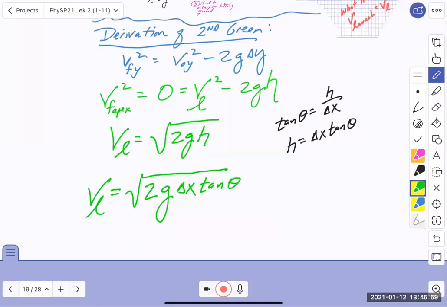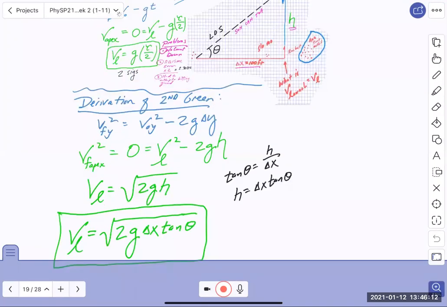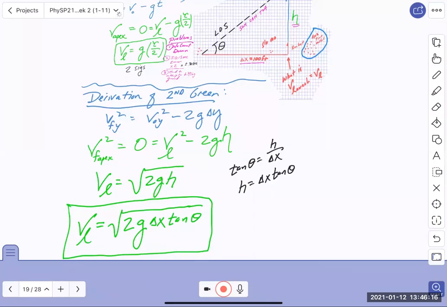Now that's a derivation you're going to have to know for test 4A. Boom, second green. Remember, the greens are a subset of the blues, which are a subset of the oranges. Okay, so on Thursday, we're going to use this equation along with these two equations.